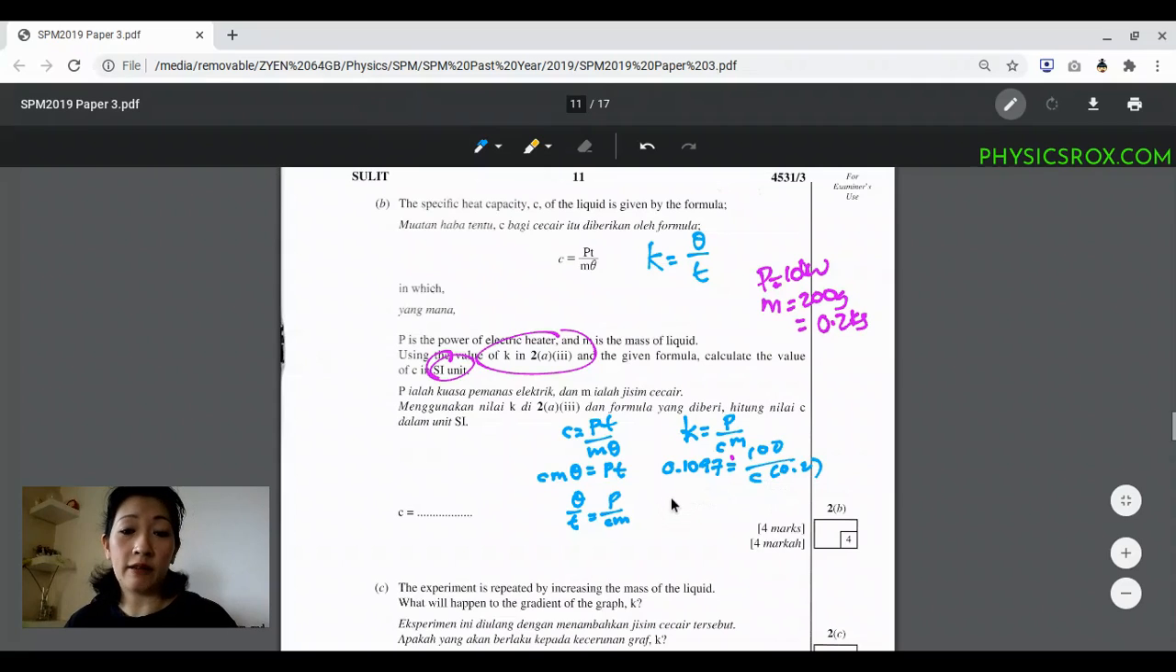We're going to rewrite because we need to calculate C, right? So C is 100 over 0.1097 over 0.2. Punch it into your calculator. In my case, I've got 4557.885. Please remember to always write up to 2 or 3 decimal places. You need to write it in SI unit. If you've forgotten, you've got to try to recall. Specific heat capacity is, I'll write it at the bottom a little bit, joules per kilogram per degree Celsius. And this is your final answer.